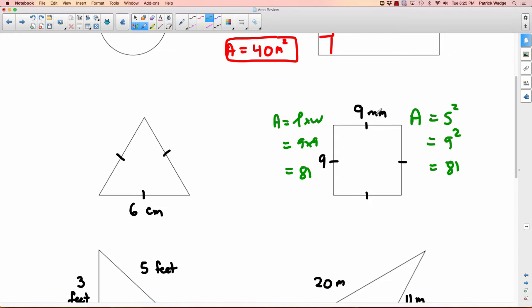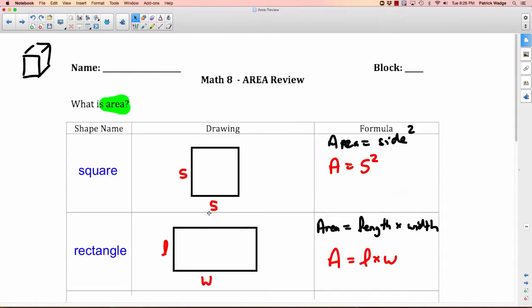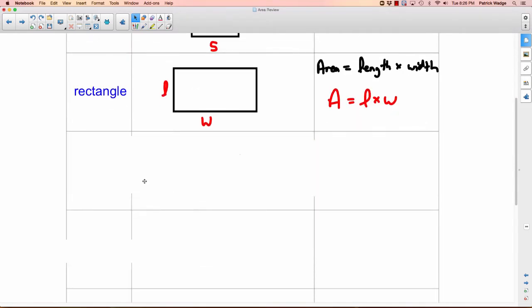81 what? Not 81 with no units, that would be bad. Not 81 just millimeters. It's going to be 81 millimeters squared. Always, always, always with area, it's always going to be squared. So we've done square and rectangle. Moving on. Next comes the triangle.